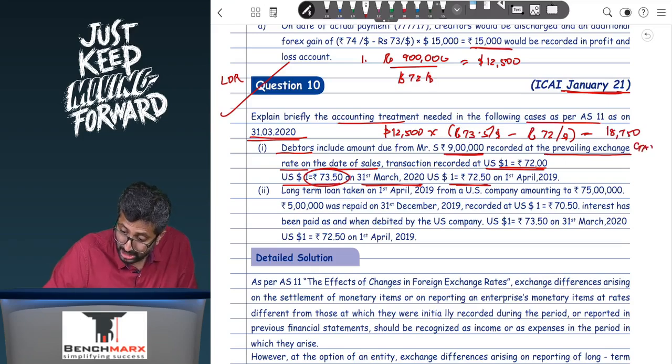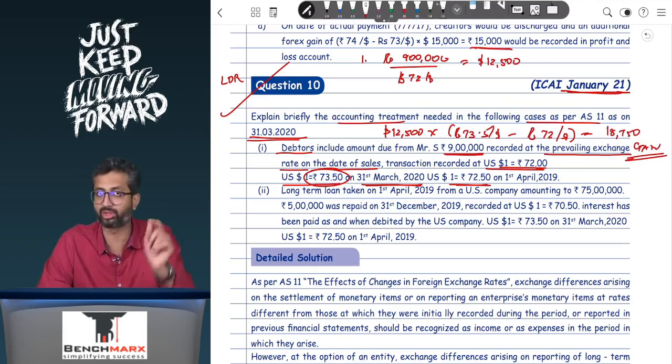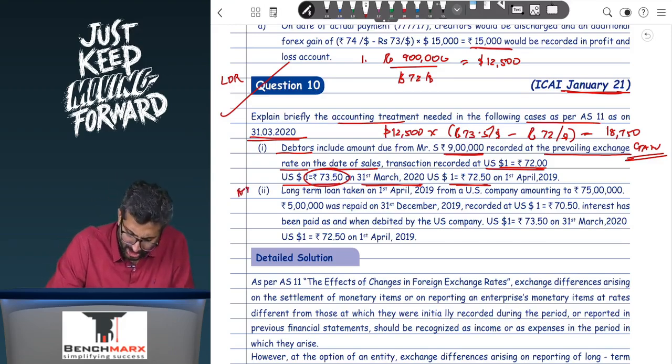Sir, why gain? Because it is a debtor. I thought I'll receive 72 for every dollar. Now I'm going to receive 73.5, so I'm going to receive more. It is a gain. If it was a creditor, it would be a loss. Now this is where things get a little rough.